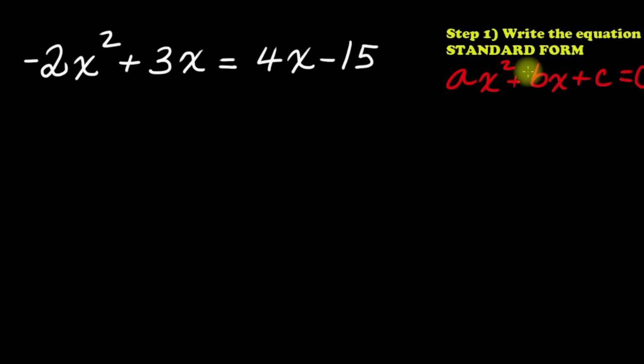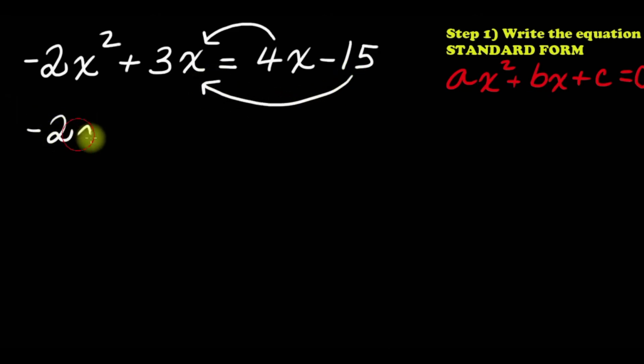Okay, so step 1 is to write the equation in standard form. So standard form is ax squared plus bx plus c equals 0. Okay, so you move all the terms to one side of the equal sign, and then the other side of the equal sign has to be 0. All right, so according to this, we would like to get rid of the 4x. Okay, and then you're going to end up with negative 4x on this side. And then get rid of the negative 15, and we're going to have positive 15 on this side.